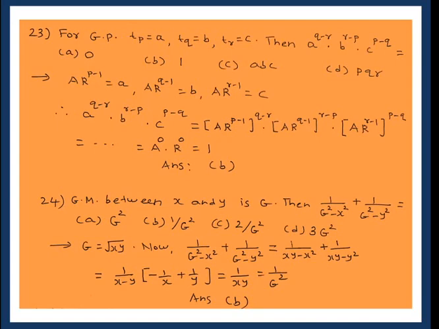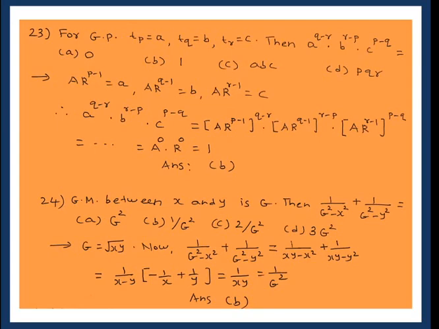For a GP, pth term is A, qth term is B, rth term is C. Then what is the value of the expression A raised to q minus r into B raised to r minus p into C raised to p minus q? Again, in GP, first term is usually denoted by small a and common ratio by small r. But these two are already taken. So I consider first term as capital A and common ratio as capital R.